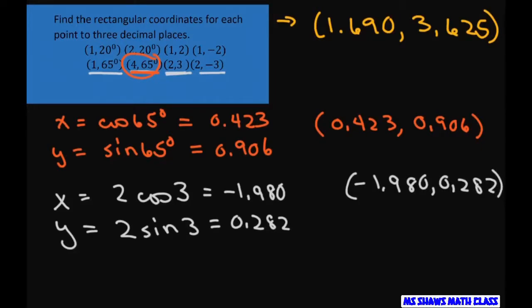And then for this one, you try this one on your own. And when you do that one, you should get negative 1.980 and negative 0.282 for that one. And that's it.